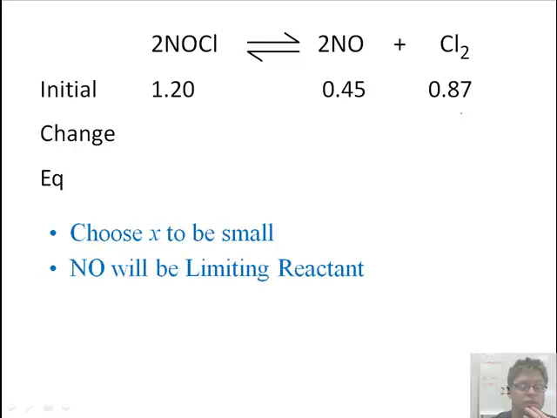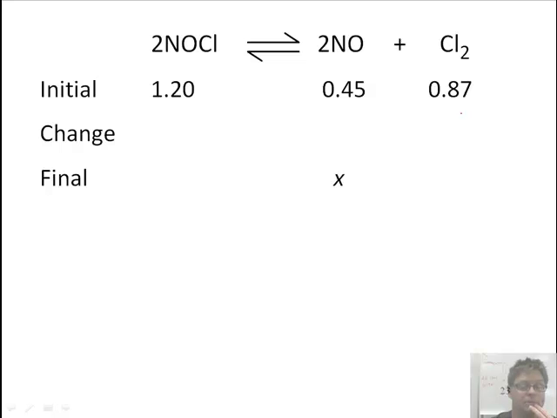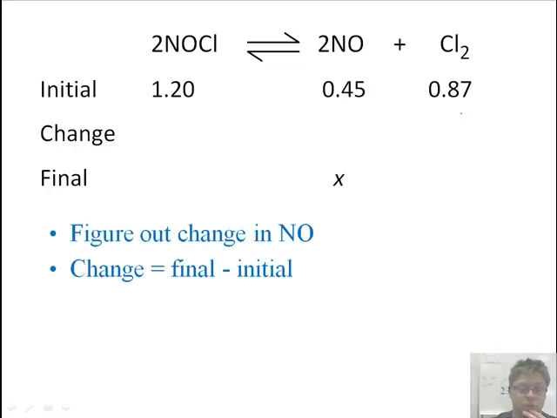Okay, so let's choose X to be small. NO will be the limiting reactant. Choose NO to be X. So the final amount you're going to get, NO is, again, the limiting reactant. Figure out the change in NO. Change equals the final minus the initial. So it's X minus 0.45. This is called an ICF table.